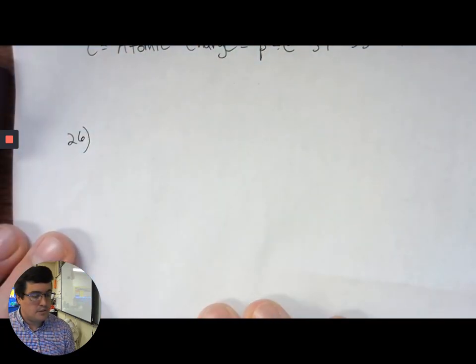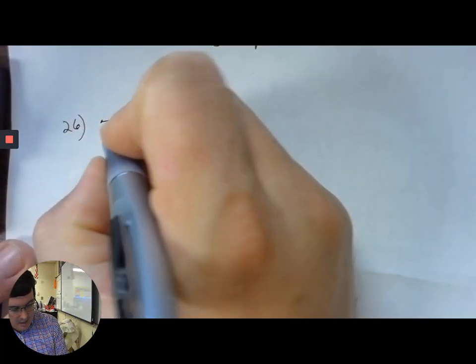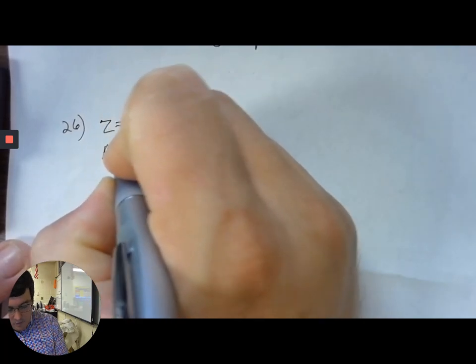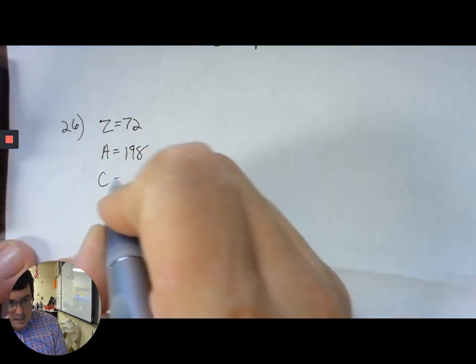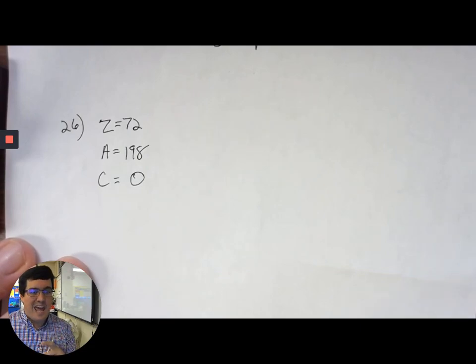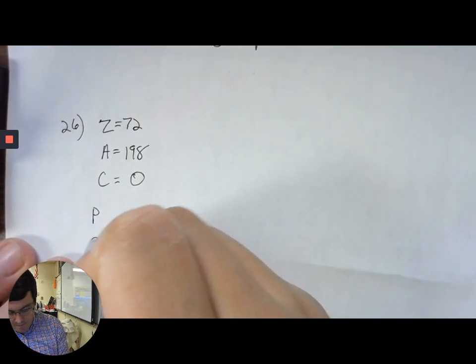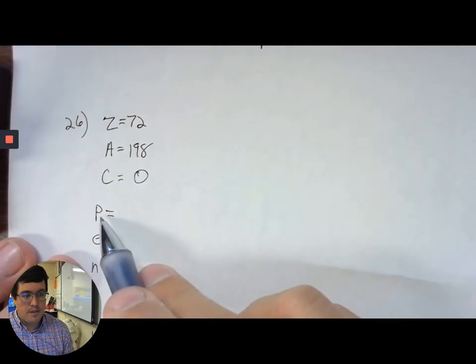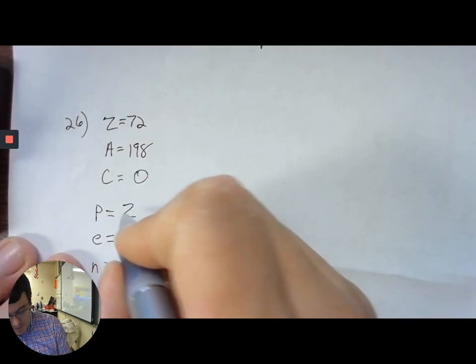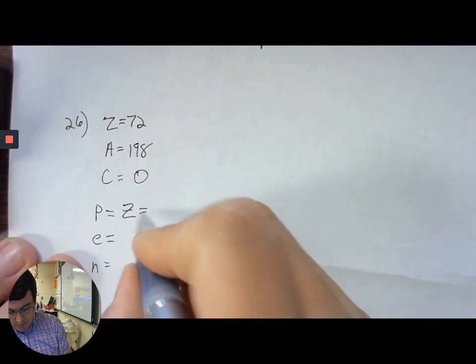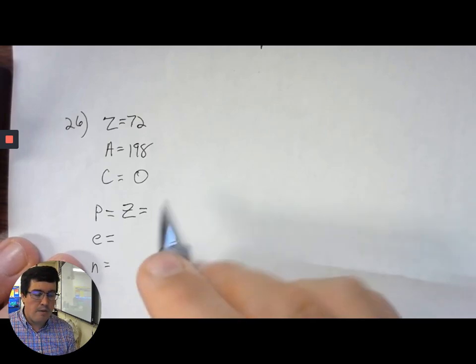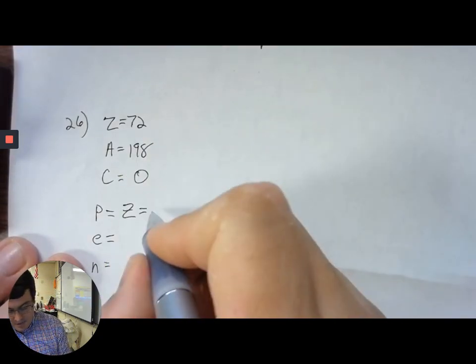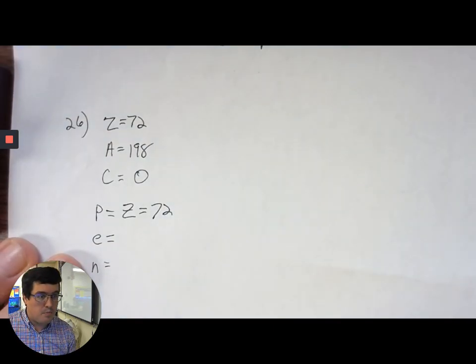Great. Now let's look at problem number 26. It says that Z equals 72, A equals 198, and C equals 0. So now we have ZAC. We have to go backwards. We have to find PEN. The first one's easy. If Z equals P, P equals Z. I believe that is a property in algebra, right? So since Z equals 72, we have 72 protons.